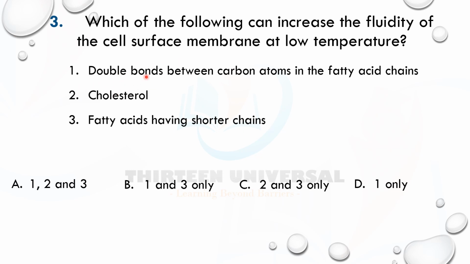Double bonds means unsaturation. So the more double bonds, the more fluid, because double bonds in the fatty acid tail are bent, so they create more kinks. That increases fluidity. Cholesterol also can increase fluidity. Fatty acids having shorter chains, yes, the shorter the chain, the more fluid. So all of them. But forgive me for bringing this question here.